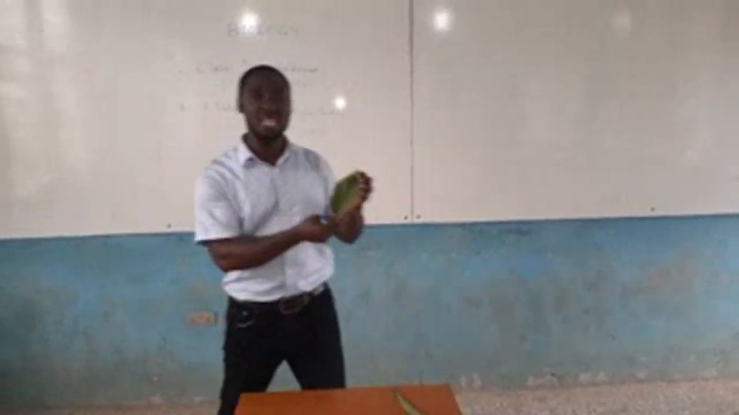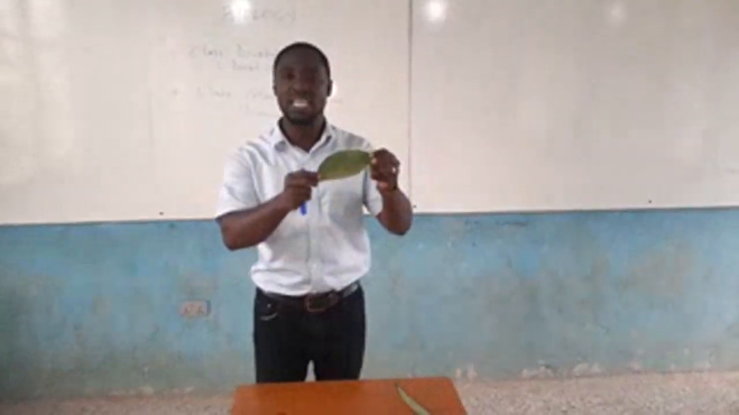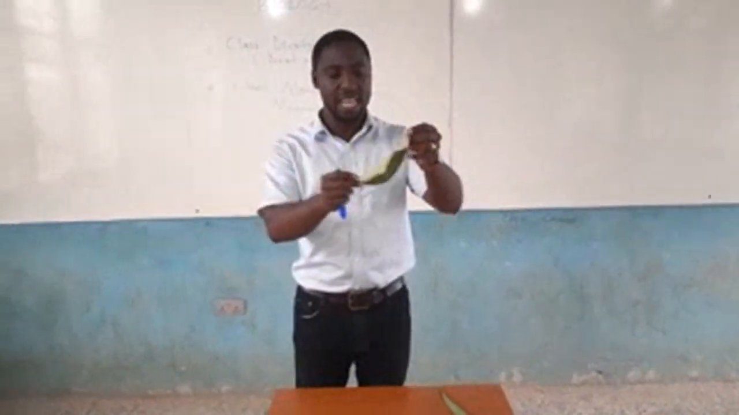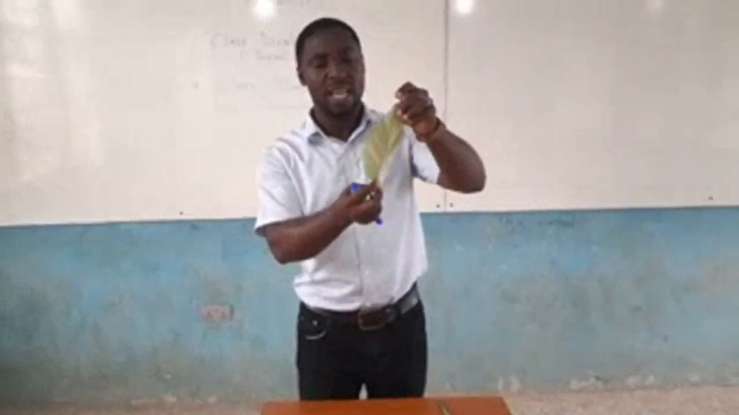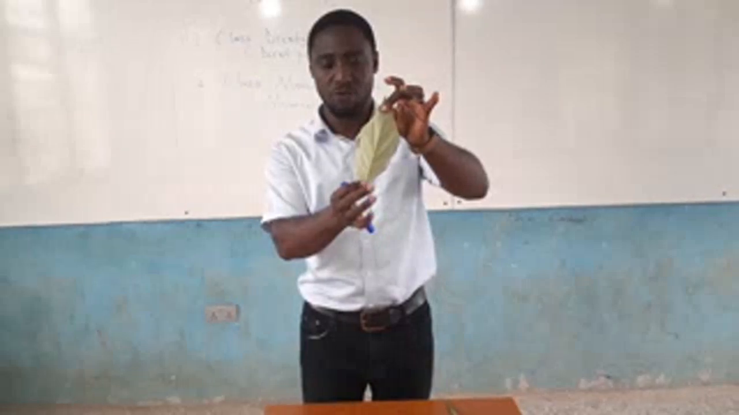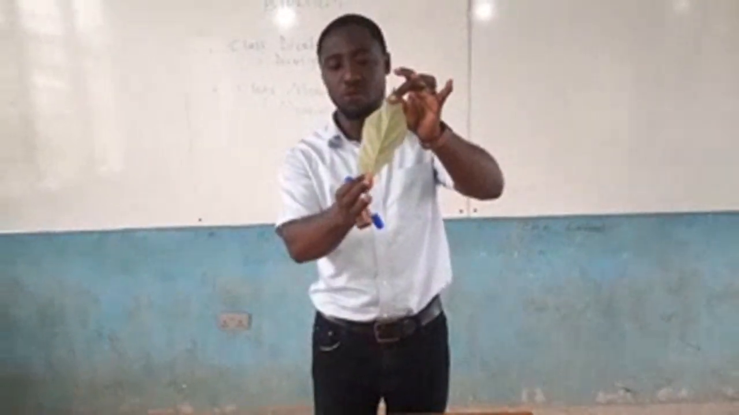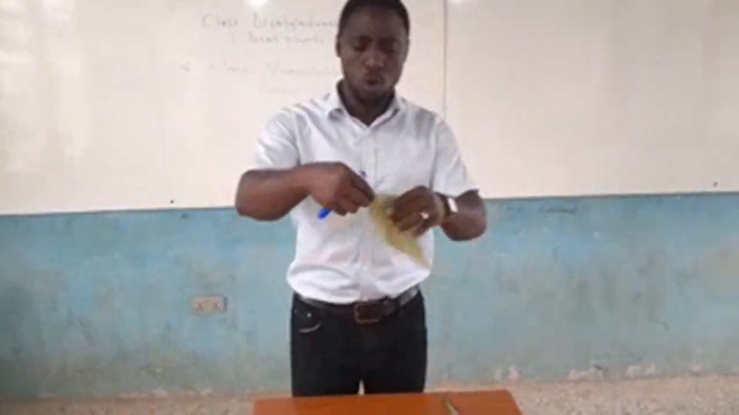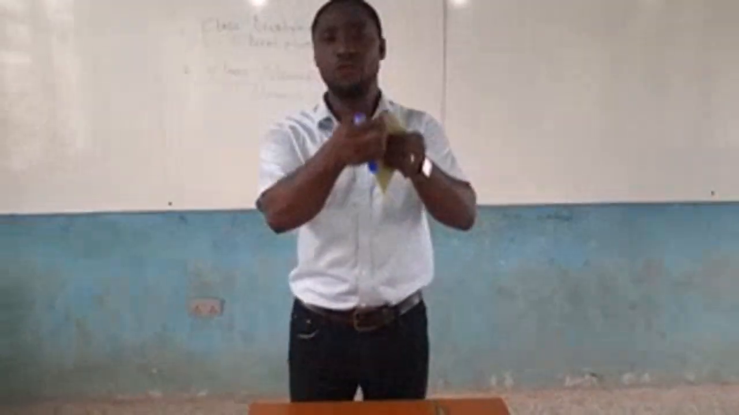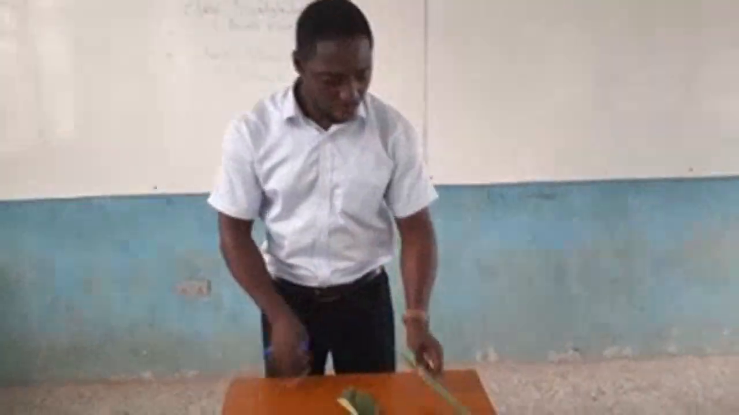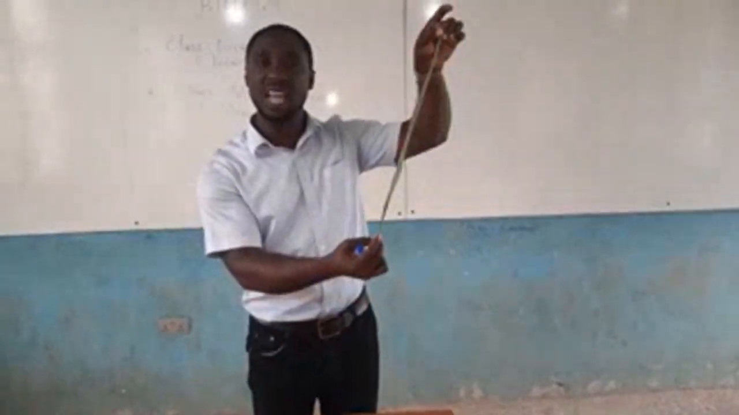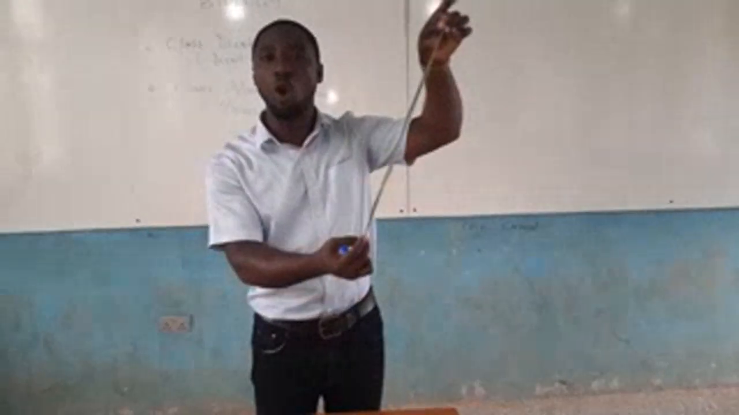Now if you look at the leaf, it is broad in size, with a broad surface, and it also has a network of veins. If you look at the underside of the leaf, you see a network of veins. Then you can also see a leaf stalk in this leaf. Now when you also take this monocot leaf, you can see that it is narrow and long in shape and size.